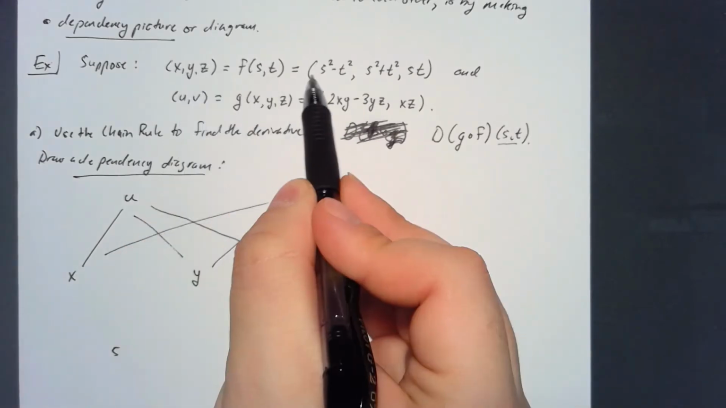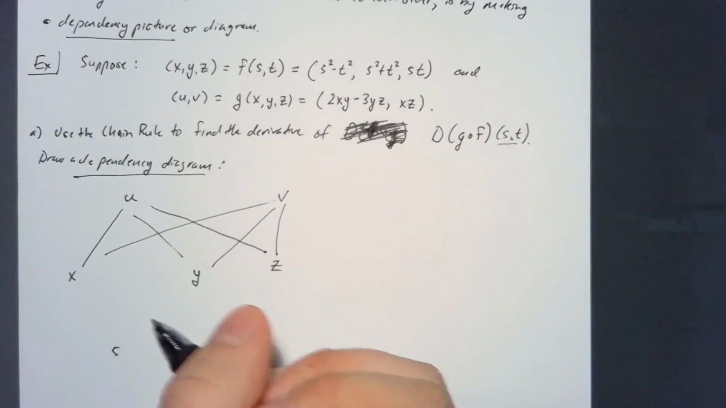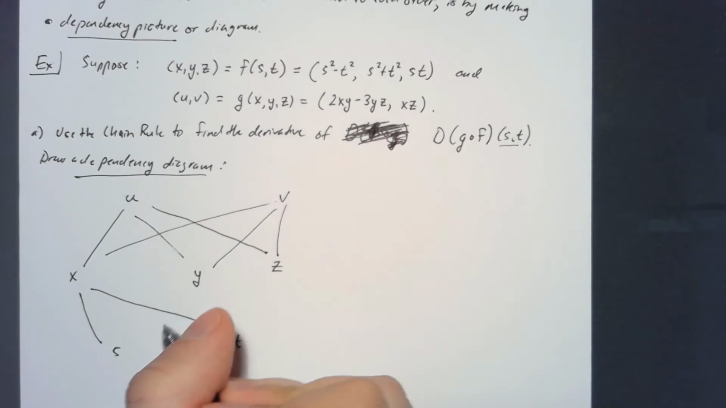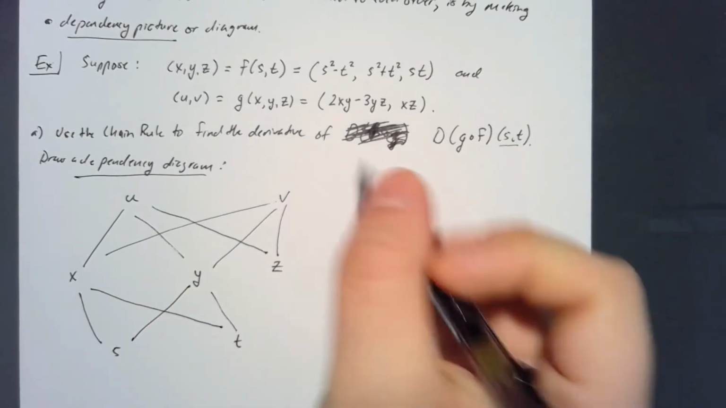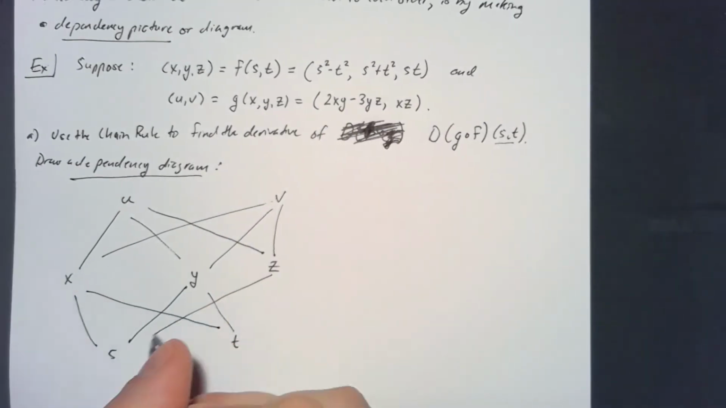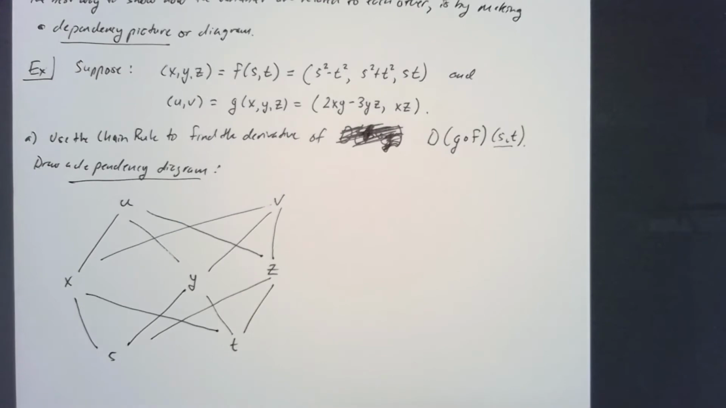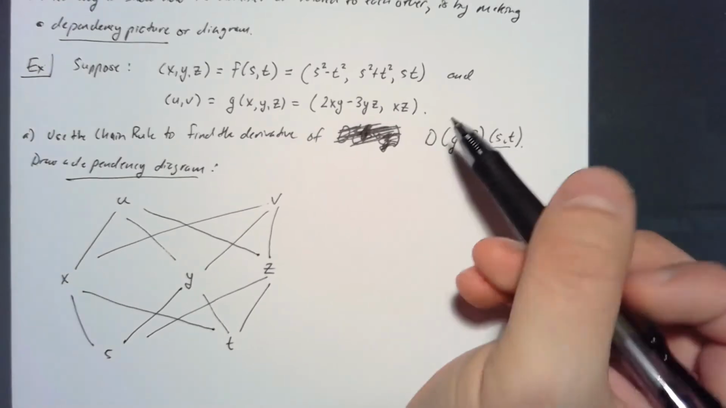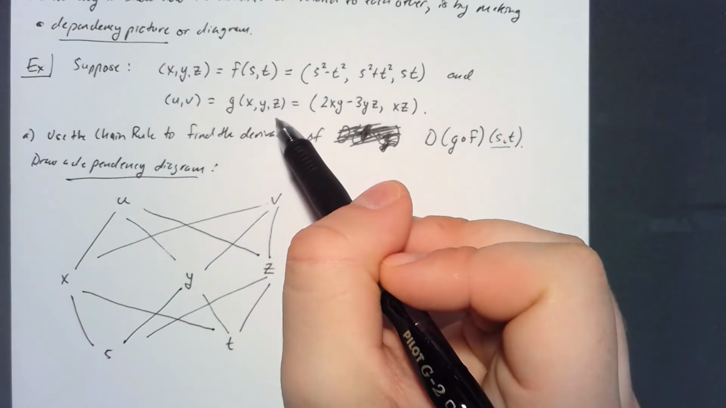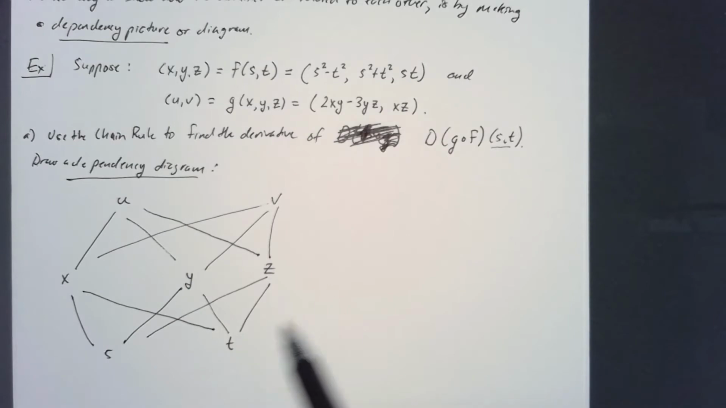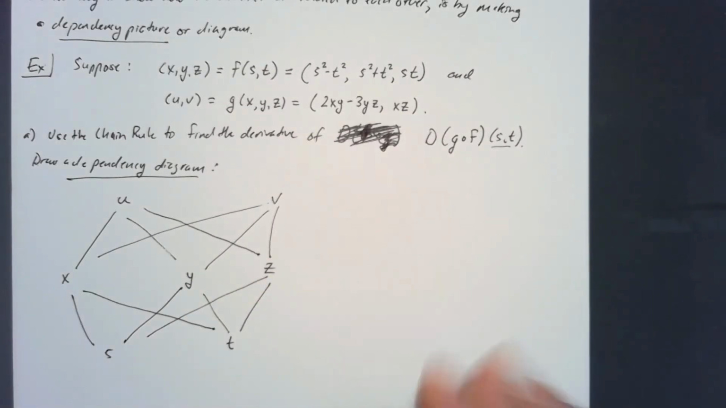Similarly, x is in terms of s and t, y is also in terms of s and t, and z is also in terms of s and t. So that's the dependency diagram. So if you want to take the derivative of f composed with g, this whole diagram represents the derivative of the entire function.